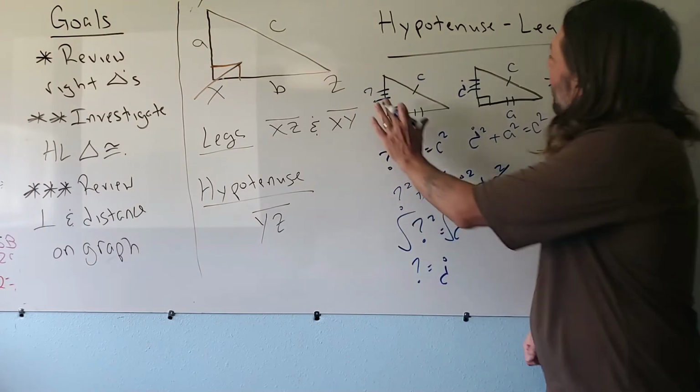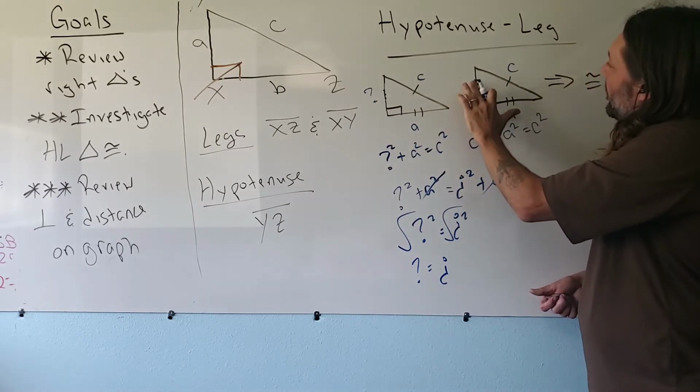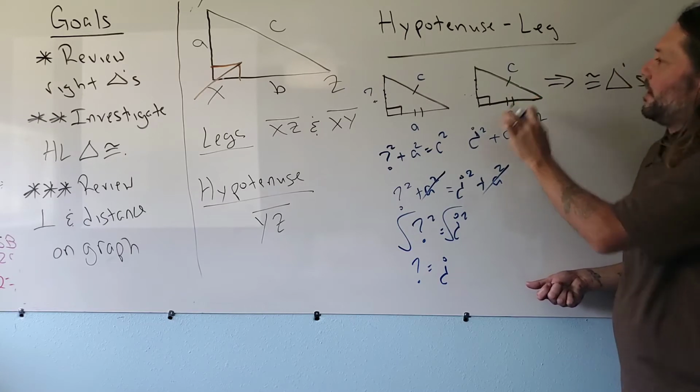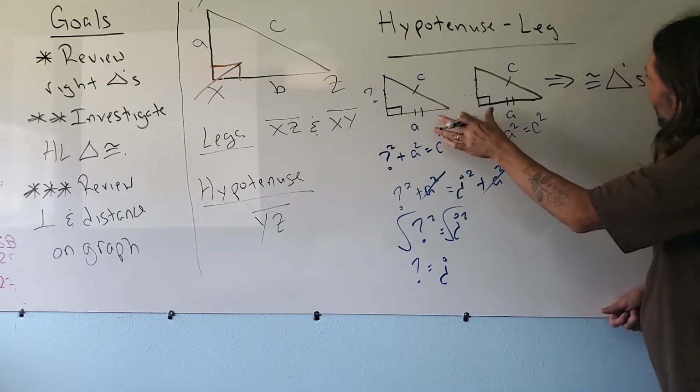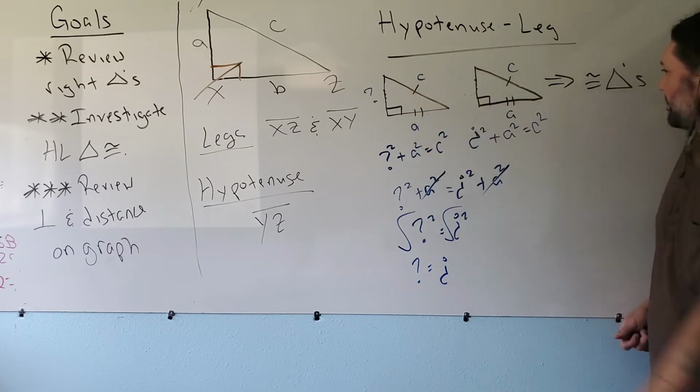So again, without the blue marks, we're looking for this type of congruence pattern, a hypotenuse and a leg, and a hypotenuse and a leg. All right, so if I have this congruence pattern, I know that the entire triangles themselves must be congruent.